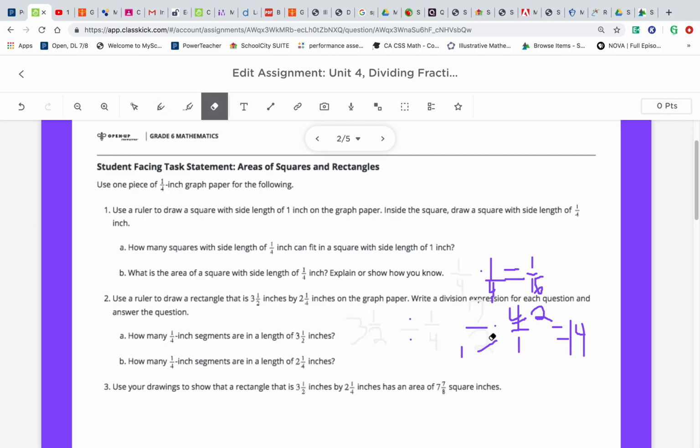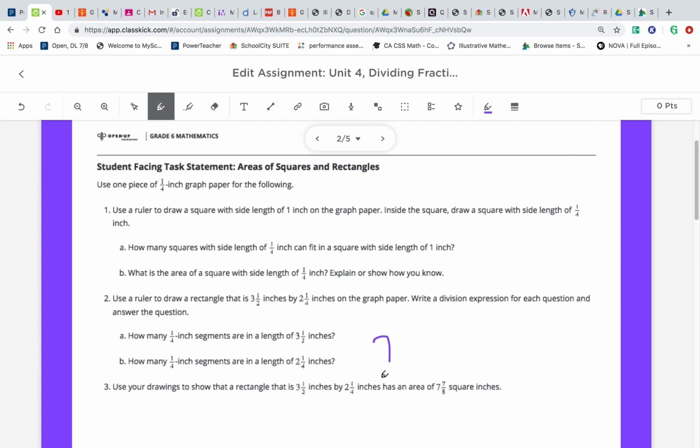If we look at letter B, it says how many 1/4 inch segments are in a length of 2 1/4 inches? Well, so once again, what you're talking about is the length of 2 1/4 inches being split up into segments. So we're going to take 2 1/4 and we're going to divide that by 1/4 because that's how big the segments are that we're working with, right?